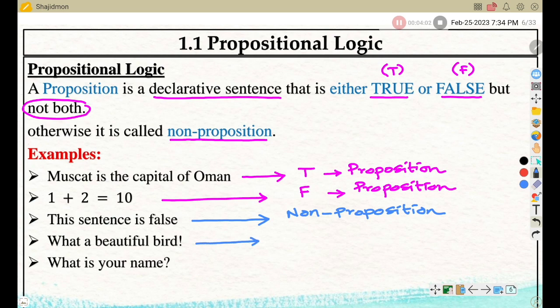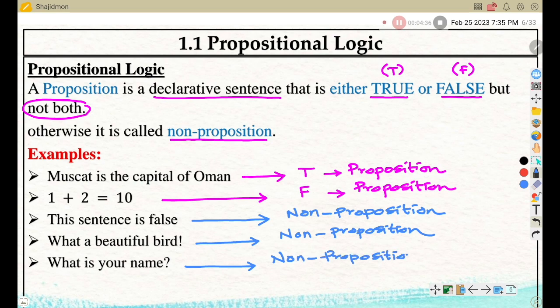Now the fourth example: what a beautiful bird. It is just an exclamation. We don't know the details, so we can say this is a non-proposition. Now the fifth example: what is your name? It is just a question, so we cannot say true or false. So this is also a non-proposition.